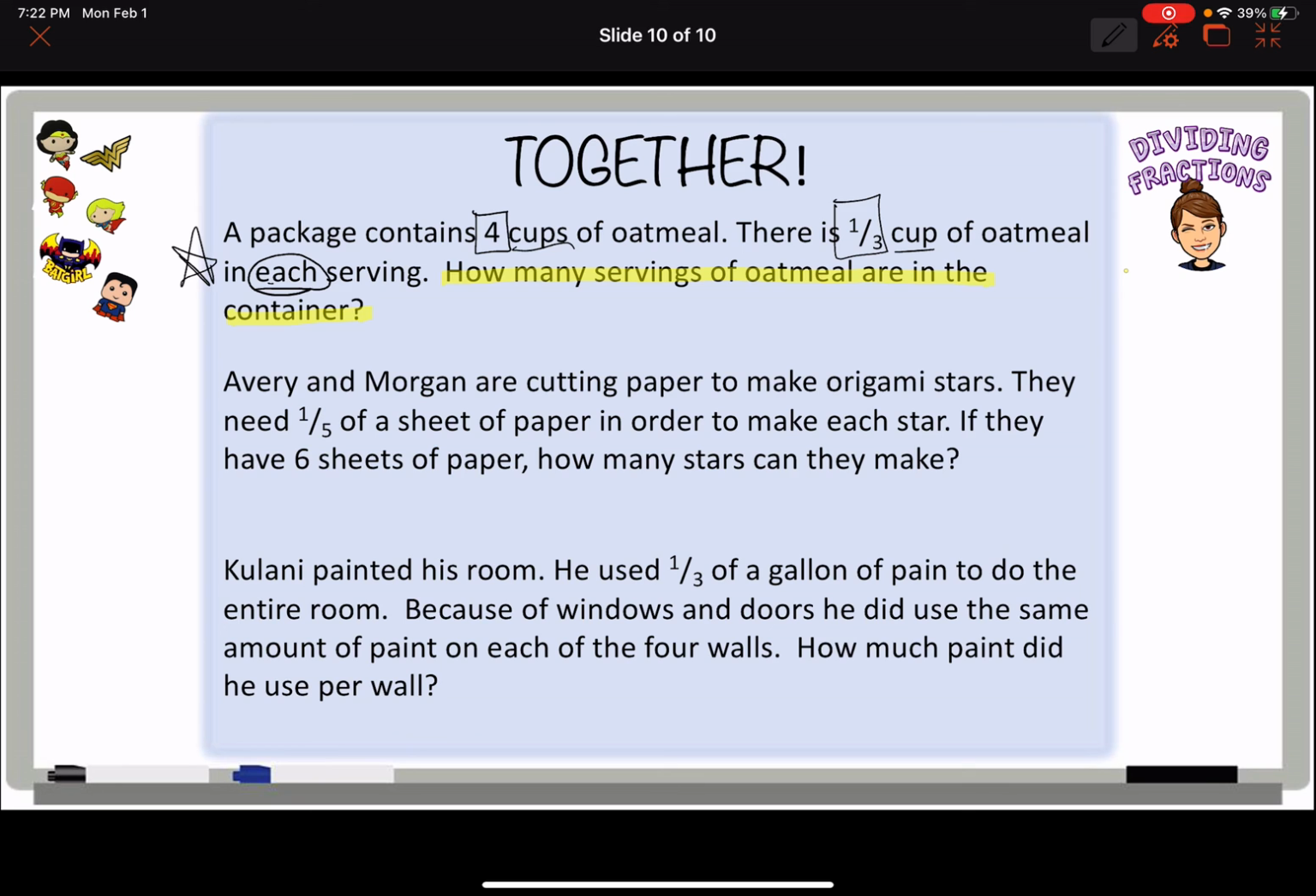And I want you to do your own diagram, and we'll take a look at these when we come back to class. Remember, if you have any questions, make sure to write them down, pop them on the Google Classroom, or shoot me an email, and we will go over them in our next class.